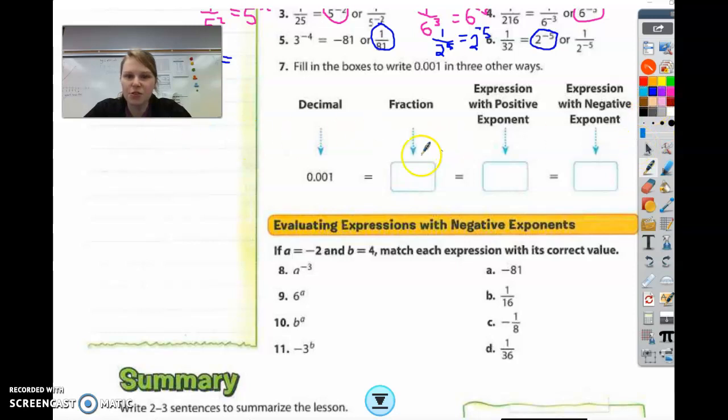Alright, we're going to finish question number 7 here. So this is Chapter 4, Lesson 2. And we're finishing this part, and then we'll take a look at the homework. So the first section here is asking us to fill in the boxes to write this in 3 other ways.